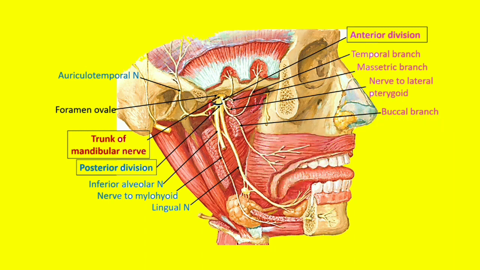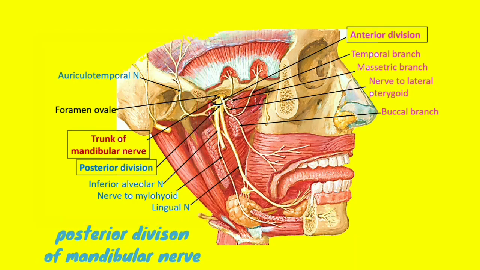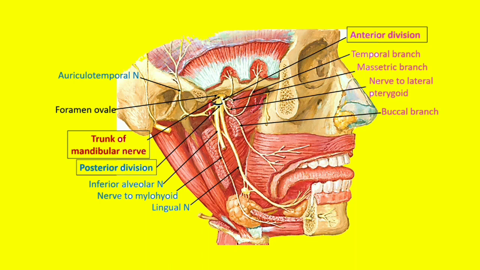Now let us try to understand the posterior division of the mandibular nerve. The posterior division is larger than the anterior division. The nerves of the posterior division are the lingual nerve, which is sensory in nature and supplies the anterior two-thirds of the tongue, predominantly the mucous membrane. Then the inferior alveolar nerve, which is the branch of the posterior division that supplies the teeth and the mucoperiosteum of the mandibular teeth.